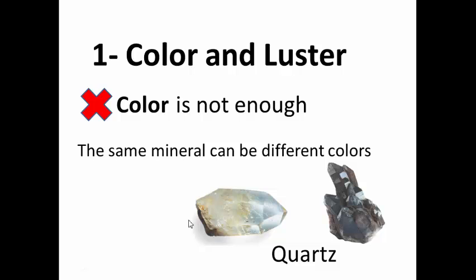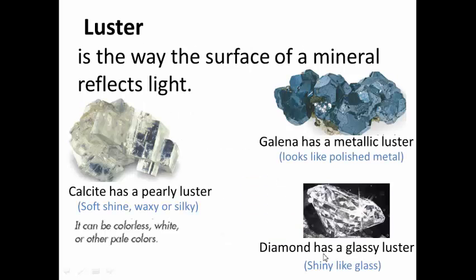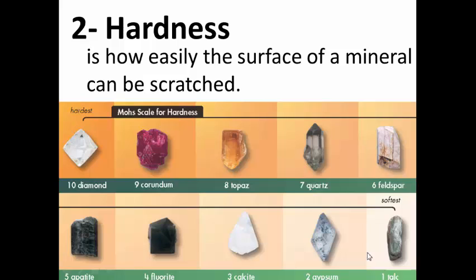We remember from last time color and luster. We said that color is not enough because sometimes one mineral can be different colors, like quartz right here, with different colors of quartz. We talked about luster and its different forms: pearly luster, metallic luster, and glassy luster. And finally, hardness, arranged from the hardest one, which is diamond, to the softest one, which is talc. Right now, let's start today with streak.